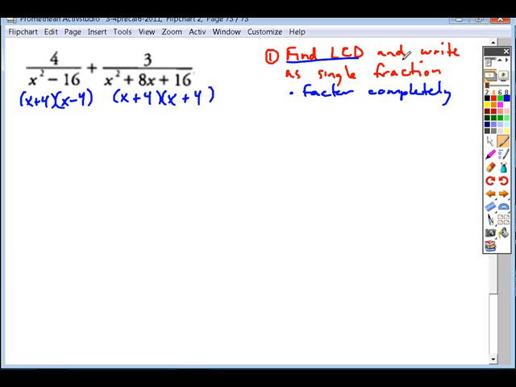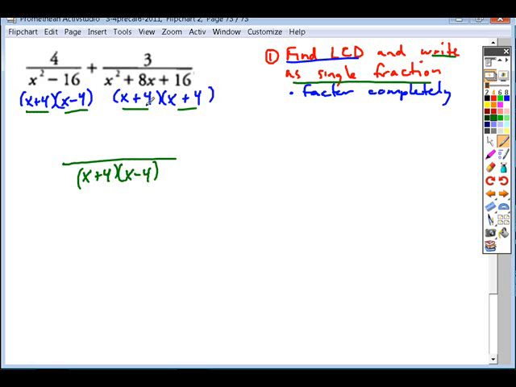Okay, so when I write this as a single fraction, I'm going to take my LCD. When I look at my LCD, I need to have every individual or distinct factor. No repeated factors from the denominators. So in my first fraction, I need an x plus 4 and I need an x minus 4. Those are two of my LCD factors. In my second fraction, I need an x plus 4 and an x plus 4. Well, that means I need two x plus 4s.